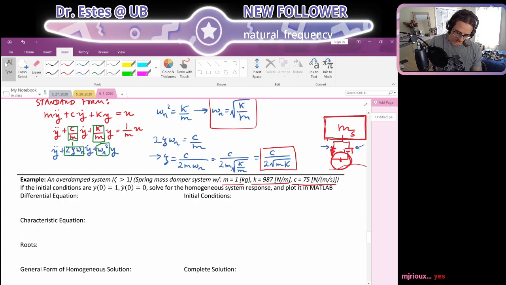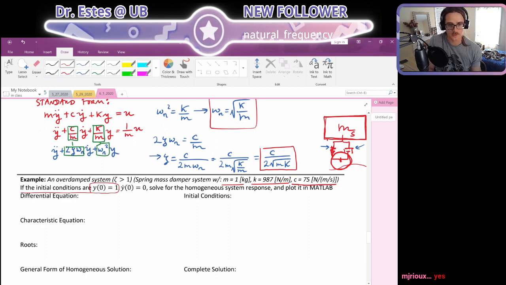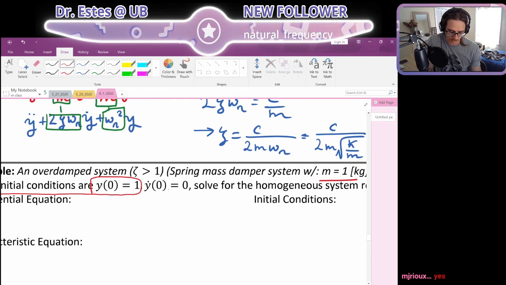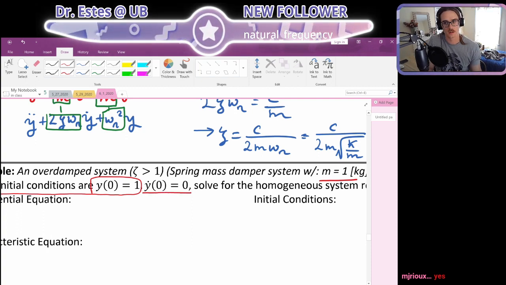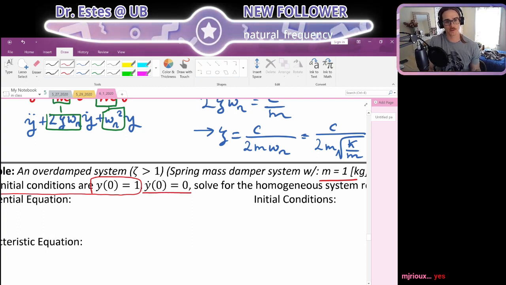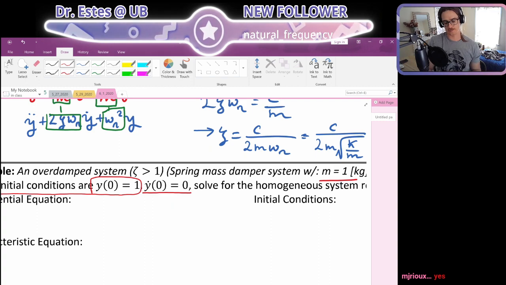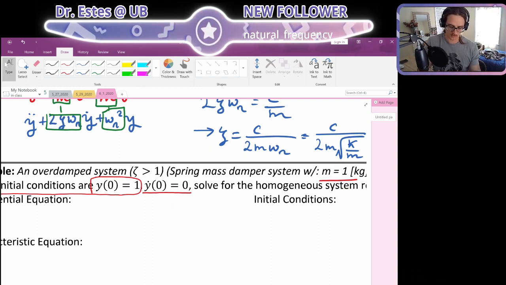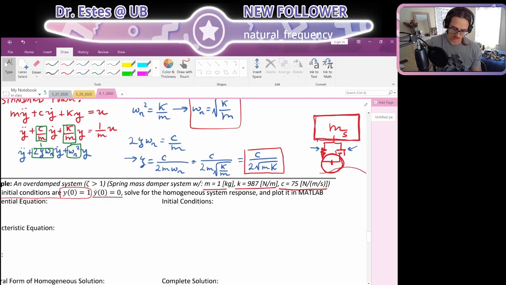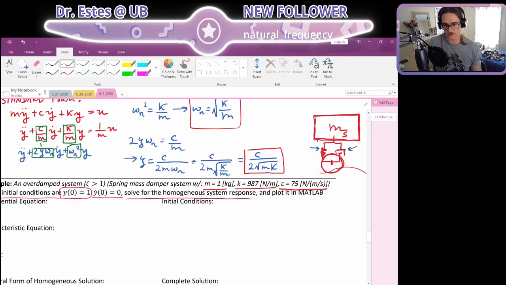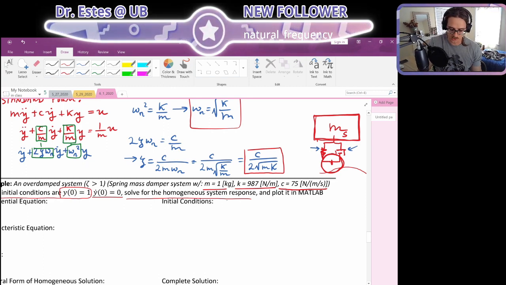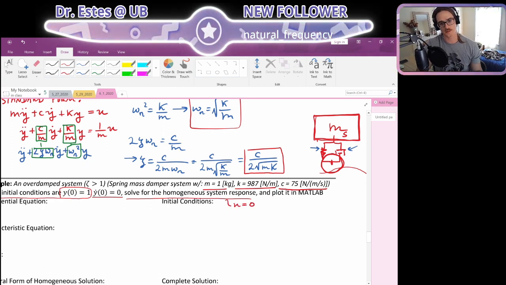All right. So those are the parameters. And then we're giving it some initial conditions. Like we give it some initial displacement. So this means the spring is stretched 1 meter at the very beginning. But the velocity is 0. So that means the damper isn't producing any force at the very beginning because, well, it's not moving. It only produces a force if it has some speed. So we're going to solve for the homogeneous system response. So that would mean that the U term up above is equal to 0. There's no force.